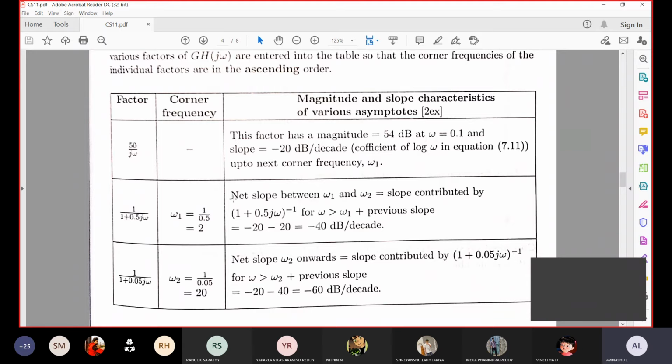The second parameter we need to find out is the slope. When we are finding the slope, understand that there is another pole. For a pole, minus 20 dB will be the slope. In the above factor also minus 20 dB is there. So minus 20 and minus 20 contribute to minus 40 dB per decade as the slope value we are going to get.